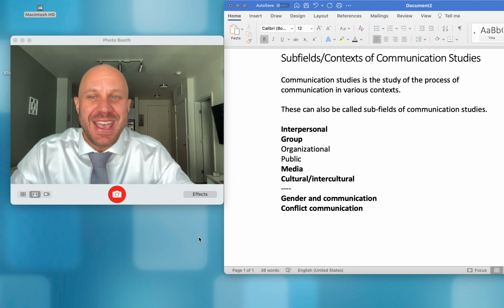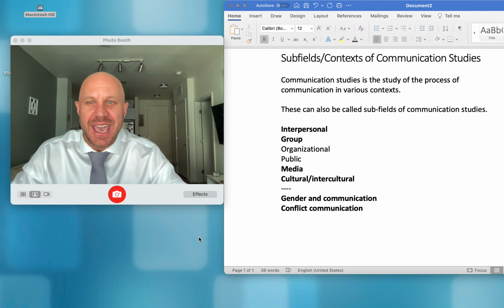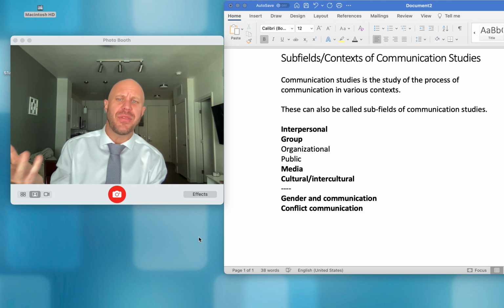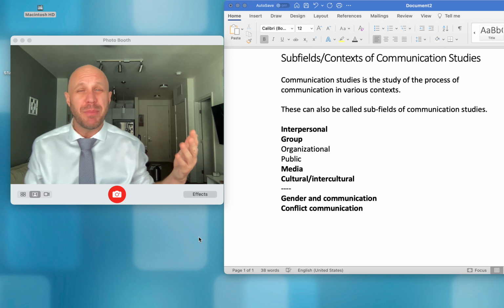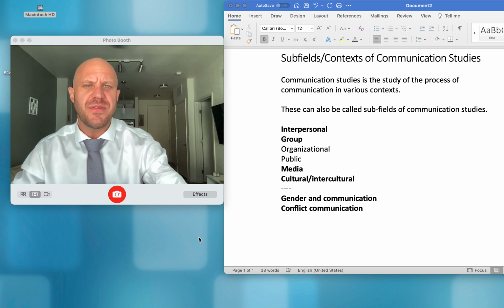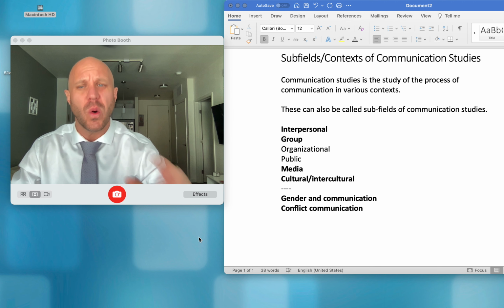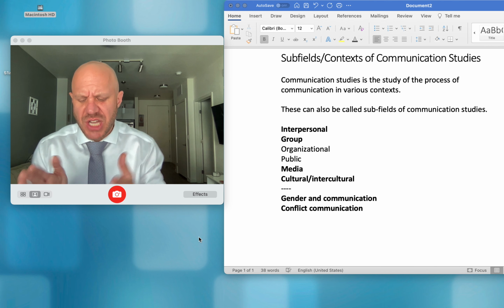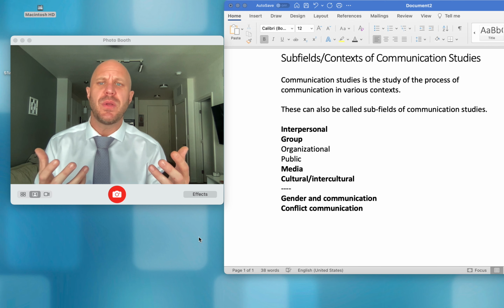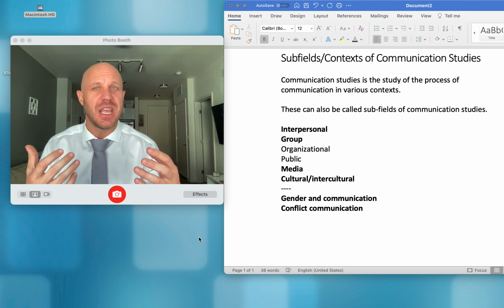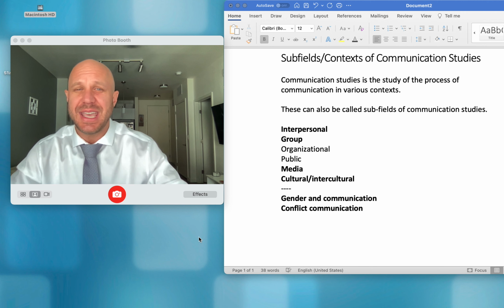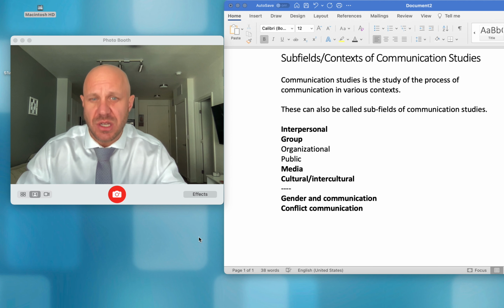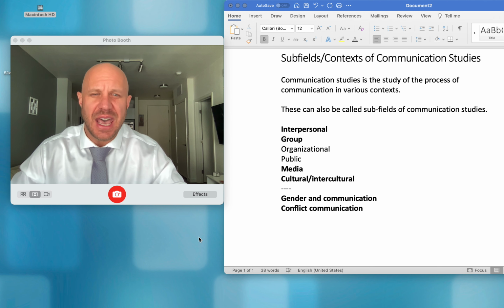Below that is group communication. Generally, we think of group communication as occurring between around 3 to, say, 15 people. In groups that are larger than 15, it starts to look more like organizational communication or public communication. But generally, when you have about 3 to 15 people, those people can engage in small group decision making and problem solving, and a scholar of group communication would try to understand that.